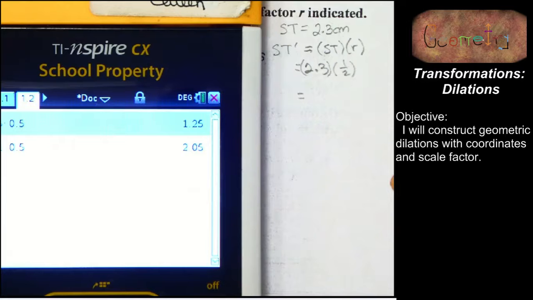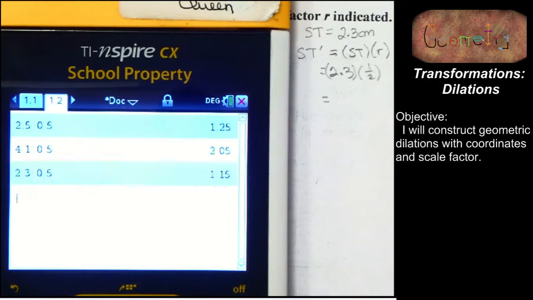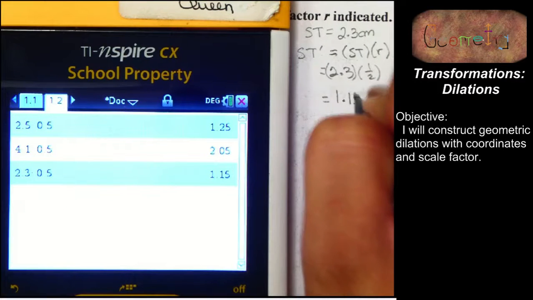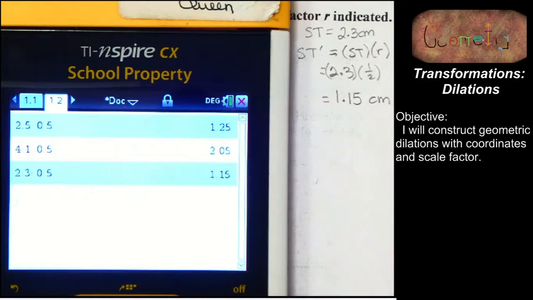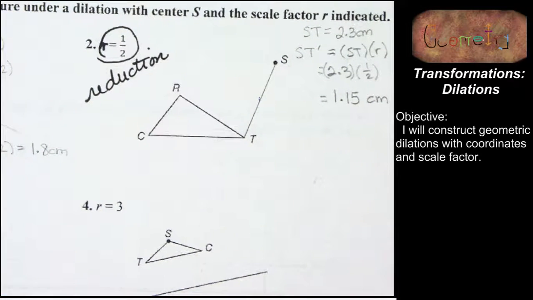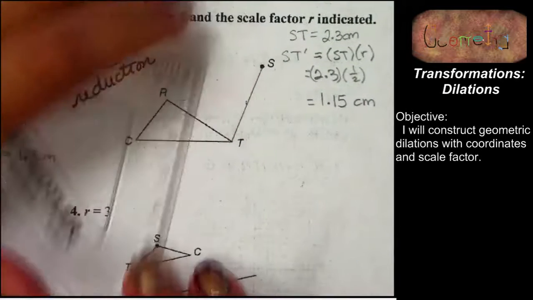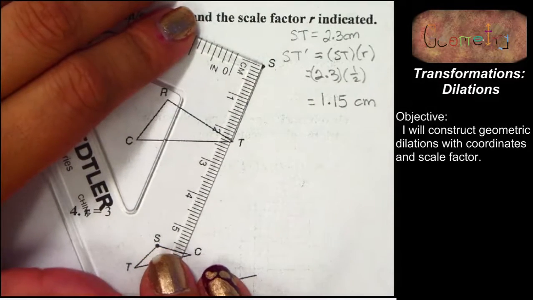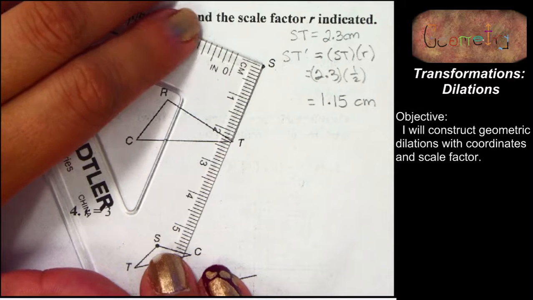And 2.3 times 0.5, I get 1.15 centimeters. So that is what the calculator app gave me. And so I'm going to take my ruler, set the 0 back up along my center of dilation, and mark out 1.15.